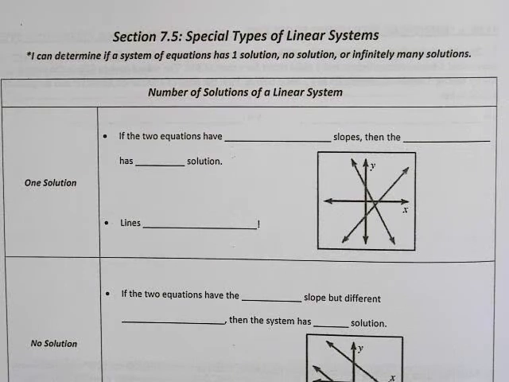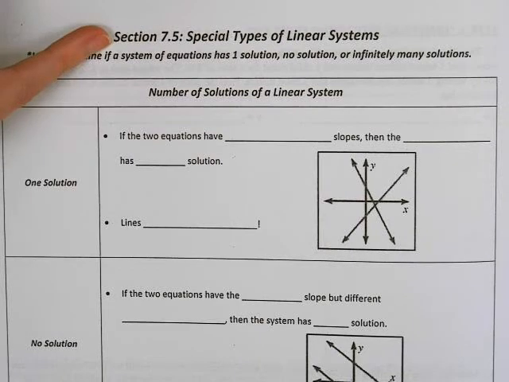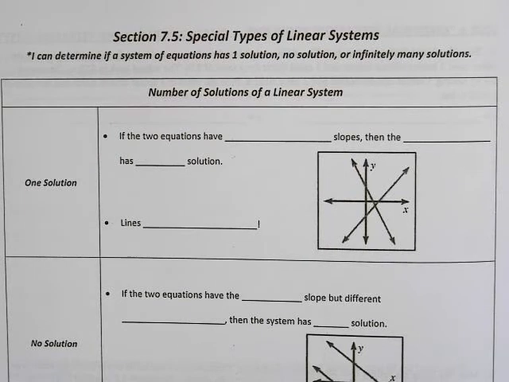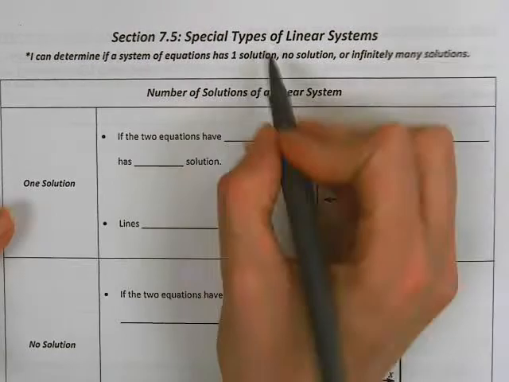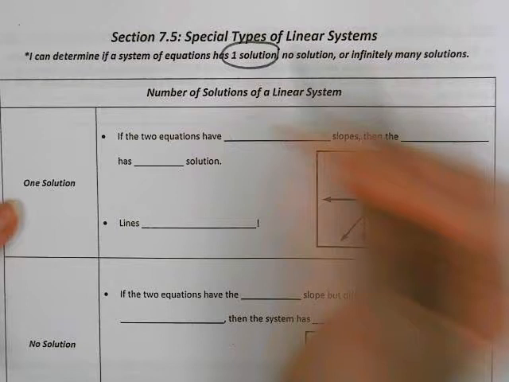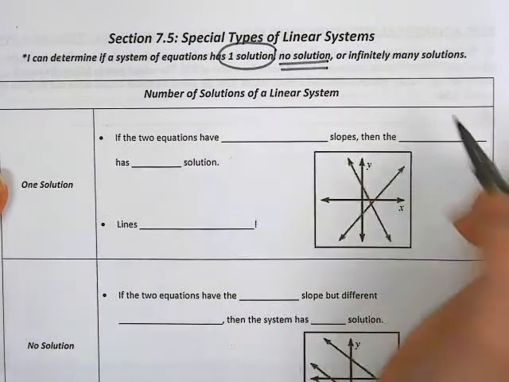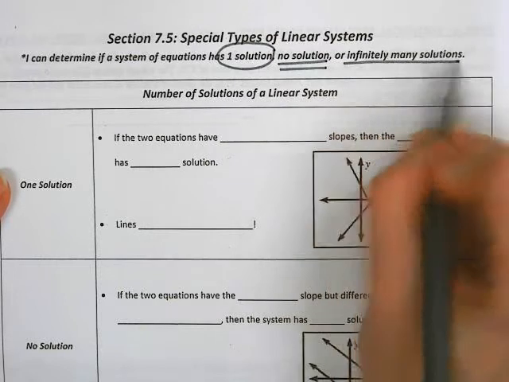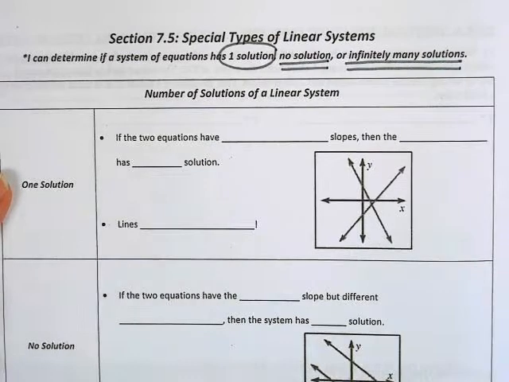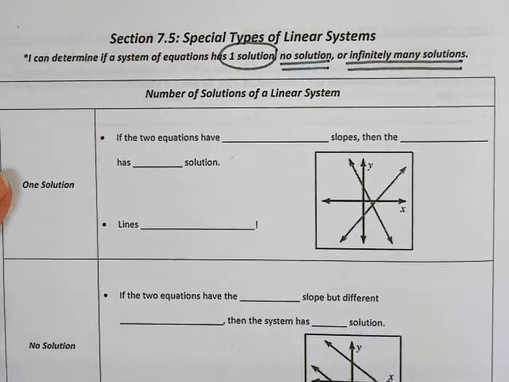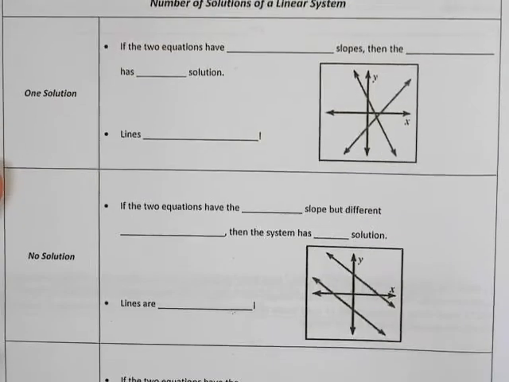Hey guys, today we're on 7.5 Special Types of Linear Systems. So far, every problem we did has had one solution, like x equals something, y equals something. That's one solution. But it turns out that sometimes you're going to get no solutions, and sometimes you're going to get infinitely many solutions. So today we're going to talk about the difference between those three things.